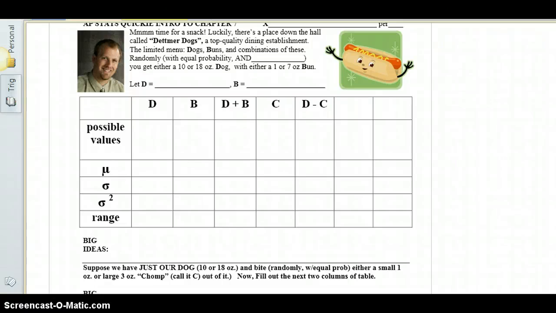Okay, so we're going to move on to linear combinations now. There's a place called Detmer Dogs that has a limited menu. It has dogs, buns, and a combination of these. So randomly, meaning with equal probability and independently, you get either a 10 or 18 ounce dog with either a 1 or a 7 ounce bun. We're going to let D be the weight of a hot dog and B be the weight of a bun.